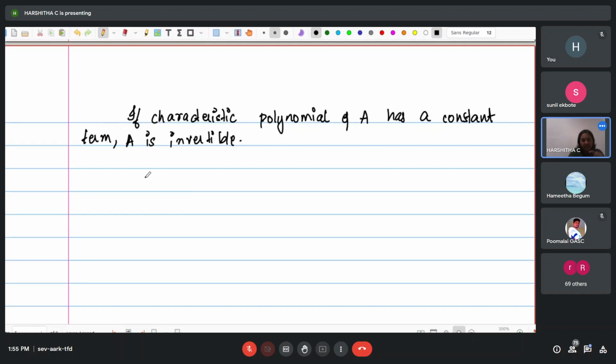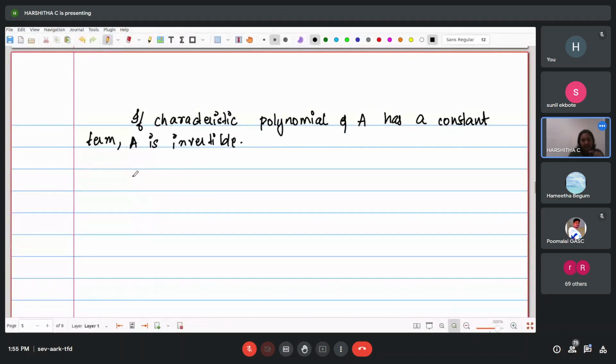See, what did we see? I'm sorry, it's a small digression, but it's an interesting thing. What did we see? A is invertible if and only if the determinant is non-zero, and the determinant is the product of eigenvalues, right?